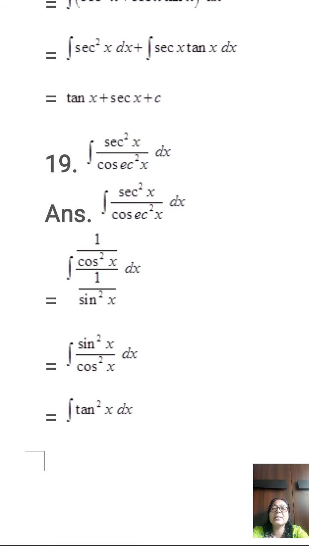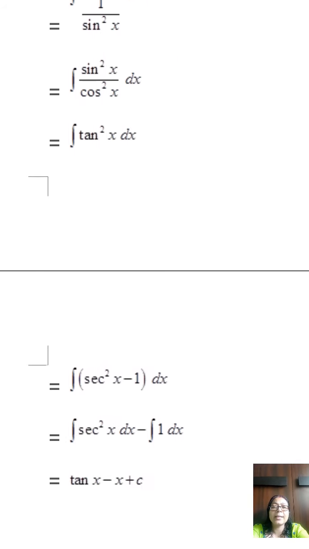Question number 19. Secant square x by cosec square x dx. So first we have converted both in sin and cos. So answer is integration of tan square x dx. So tan square integration formula is not given. We can write it as integration of sec square x minus 1, integration of sec square x dx minus integration of 1 dx. So answer is tan x minus x plus c.